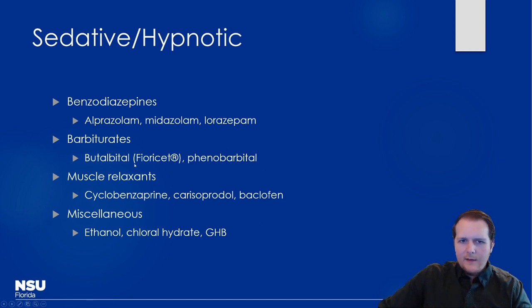Butalbital or Fioricet, this is probably the most common barbiturate you're going to have people come in on. This is frequently used for migraines, even though it's probably not all that effective. Typically, Fioricet has a combination of butalbital, caffeine, and acetaminophen, and Fiorinal has aspirin in it. But butalbital does actually show up on a urine drug screen as a barbiturate.